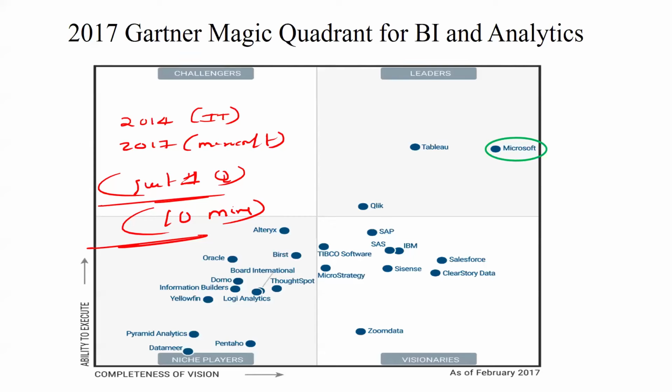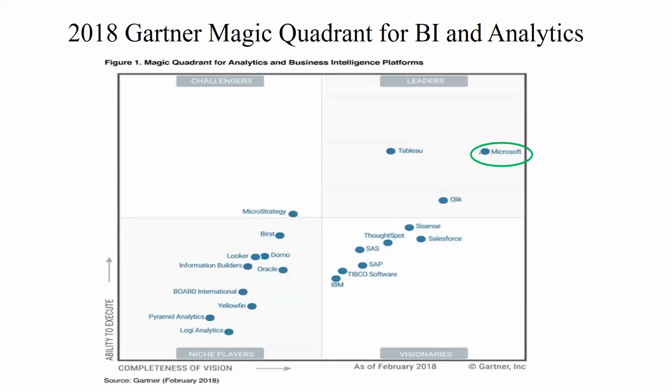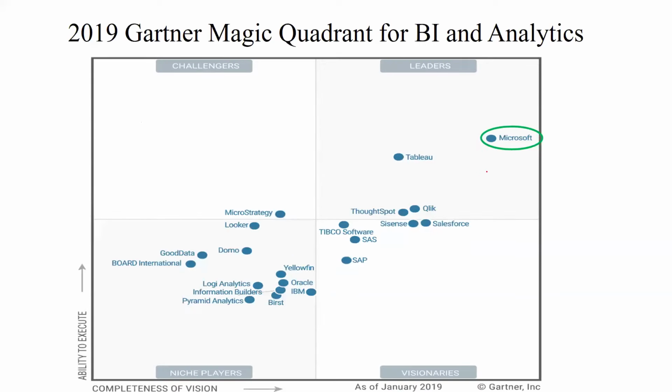So in 2017, we can see that both were on the same level. In 2018, there was nothing much change. It was still at the same level. Now, here is where we started to see a lot of changes in Microsoft. And from 2018 onwards, Power BI started to show some distance, and it was being considered as one of the best business intelligence tools in the market.